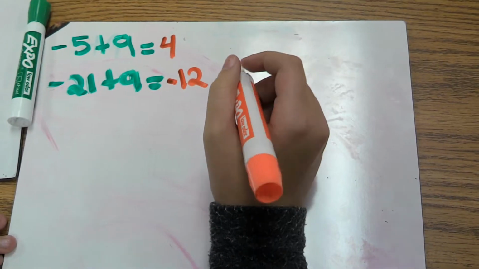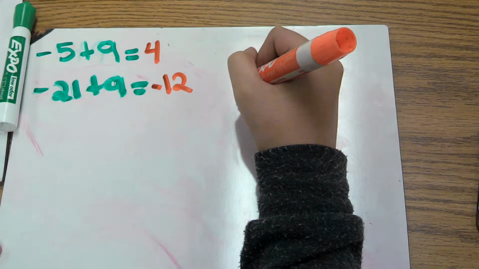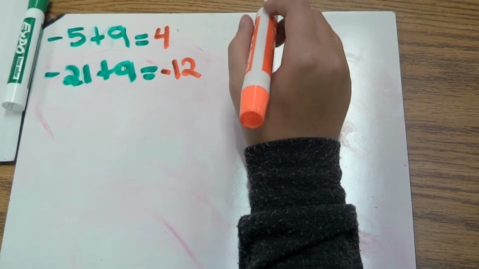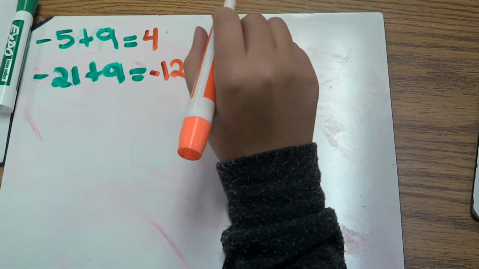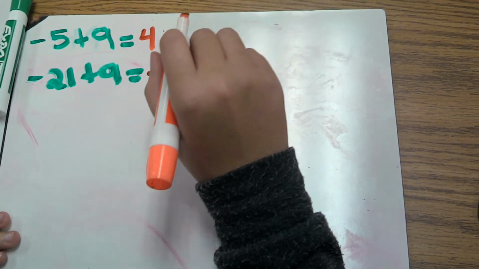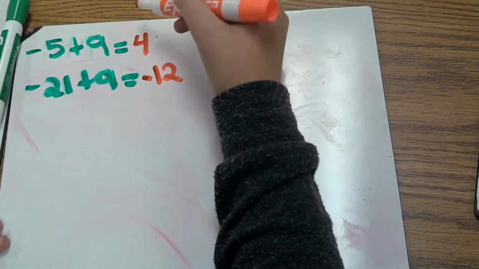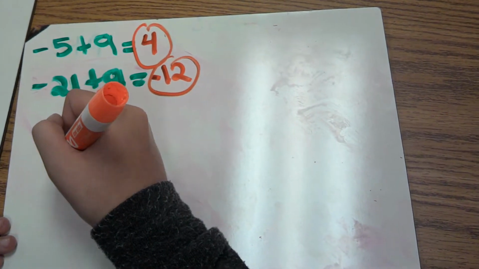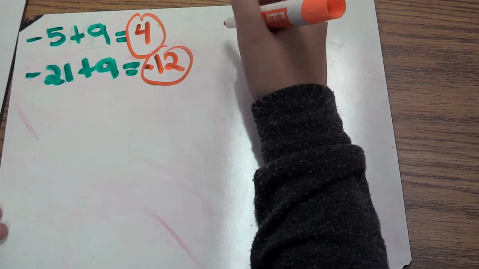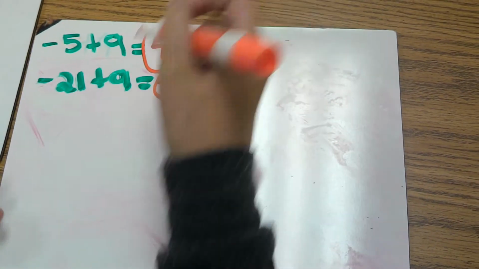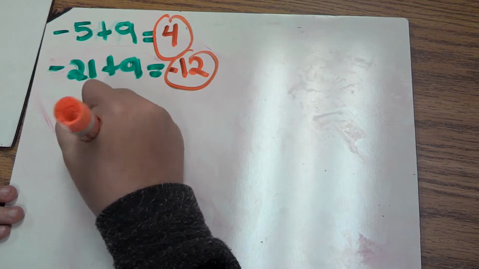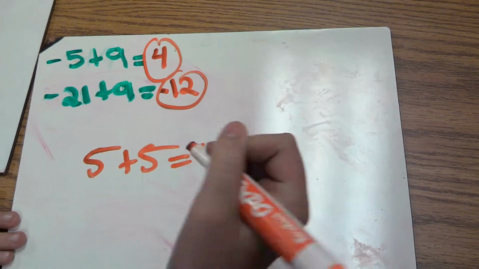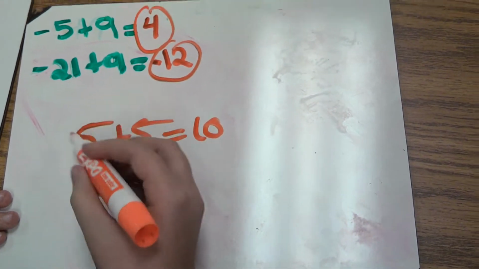And the rule is, if signs are the same, we add and keep their sign. So if you have the same sign, like 5 plus 5, then that would equal 10. So as you can see, you keep the same sign.